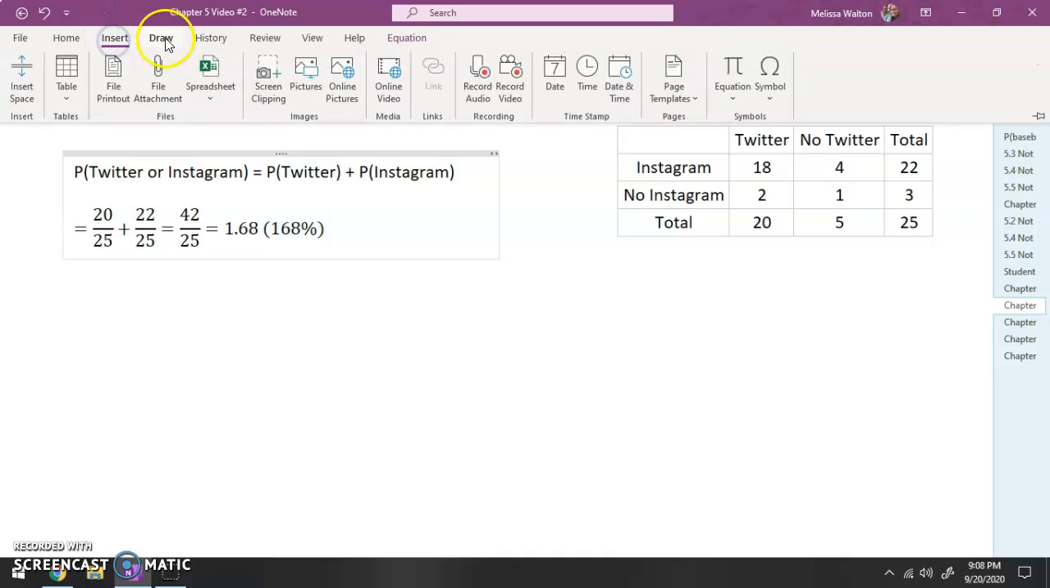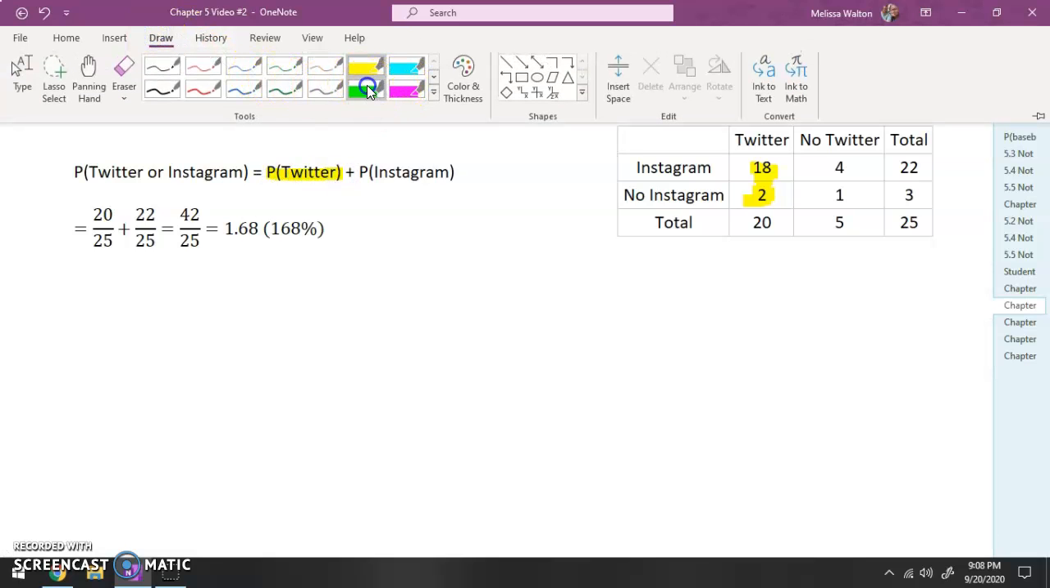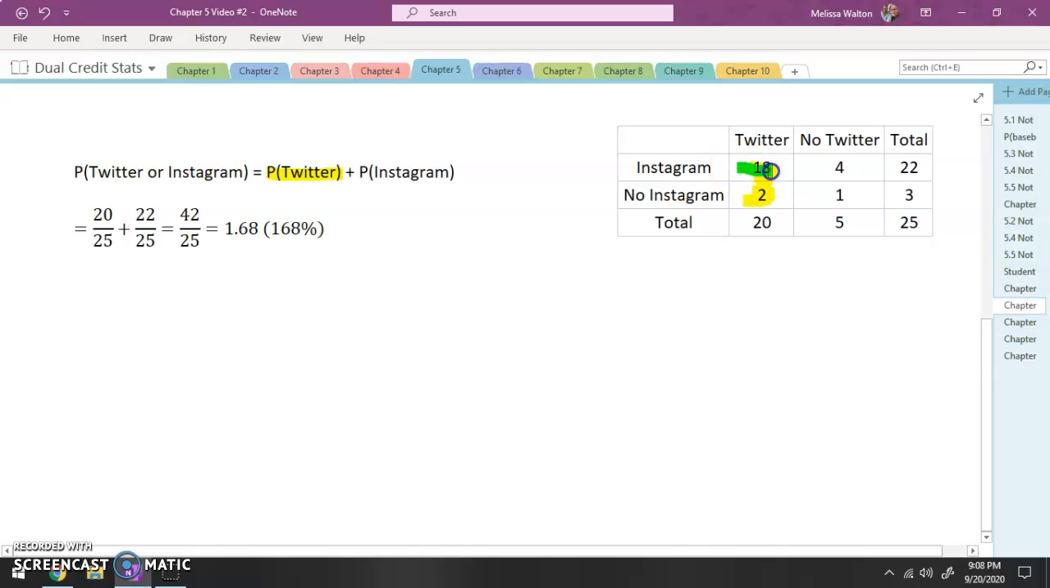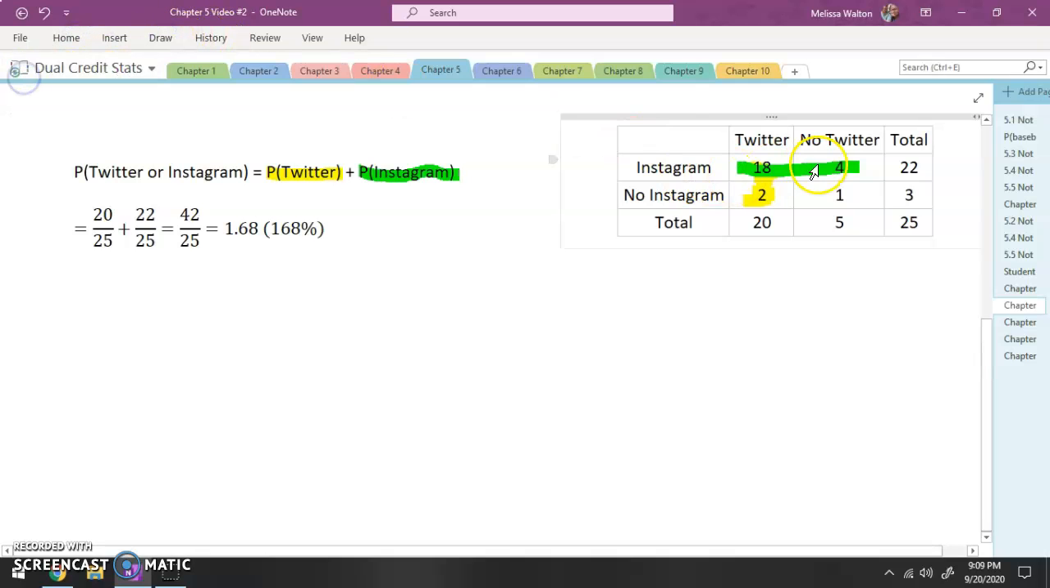So I want to take a look at what we just calculated here. I'm going to highlight what we just calculated. We added up everybody that had Twitter, and that was our probability of having Twitter. And then we added up everybody with Instagram. All right, and that's what we added up there. And I hope you guys can see, but oh boy, we double counted somebody. The one that we double counted is this group right here, the people that have both Instagram and Twitter.